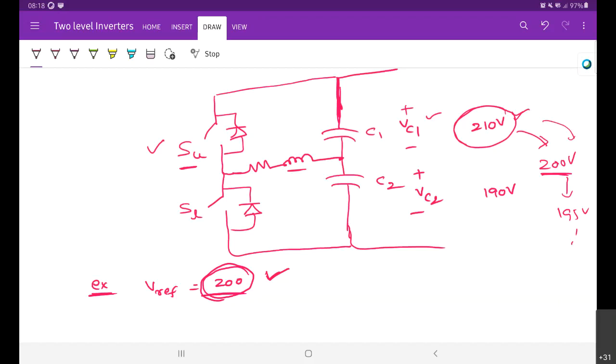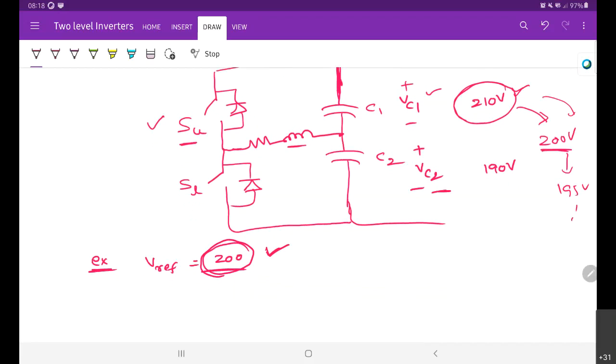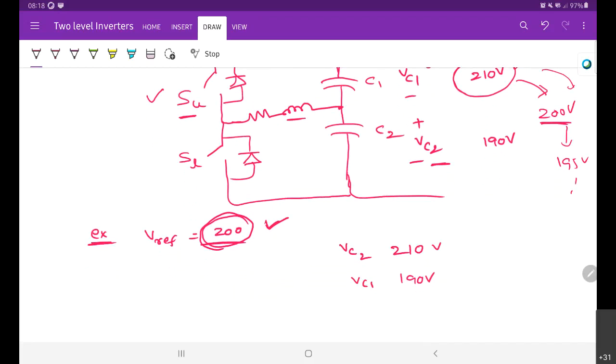Clear? Similarly, the second one, for example, this voltage is 210 volts, and this is 190 volts. So this is VC2 and this is VC1. So now which switch do we need to turn on? Yes, sir, the lower switch. So the lower switch we need to turn on.